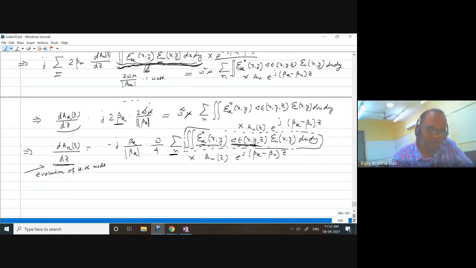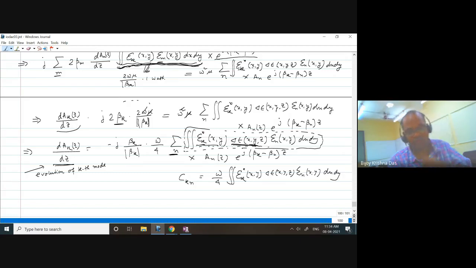Yes, yes. So what we'll do is define another constant term, say C, and we'll define that as Kn. I will define it as omega by 4 times the integration of K star xy delta epsilon xyz en xy dx dy.